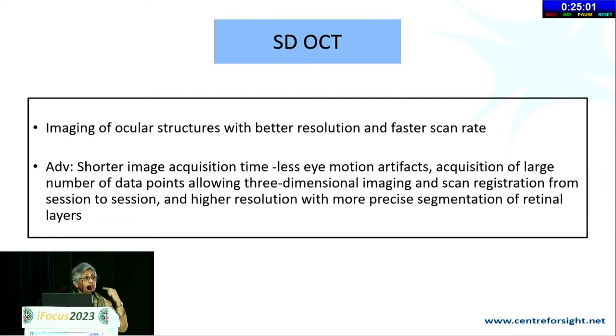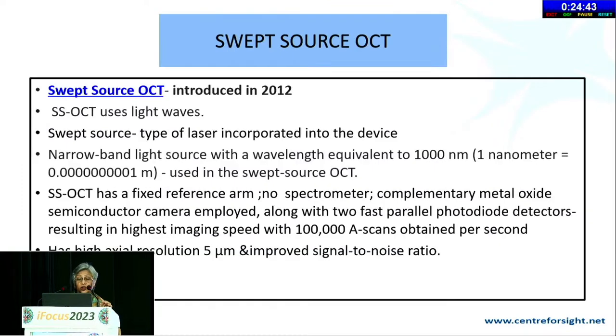Now, suppose you want to do the imaging again and again. This is able to register the scan. That means each scan will have a point number, let's say 2000, 1998, et cetera, and the scanning will be the same. So that's extremely good: higher resolution and more precise registration of retinal layers.